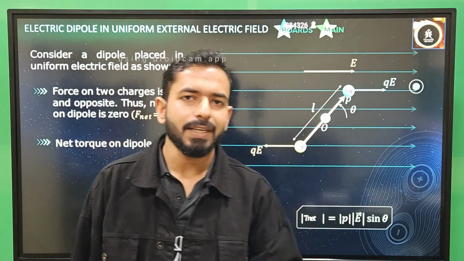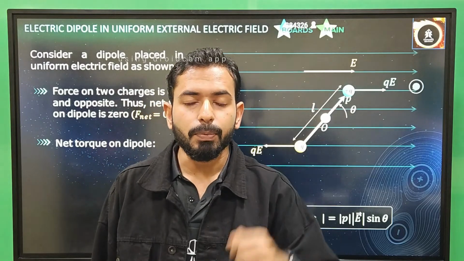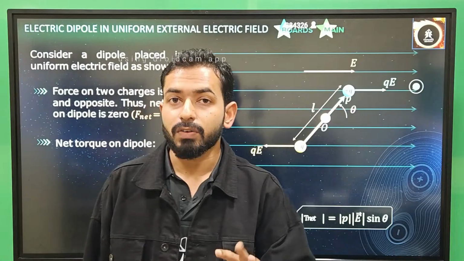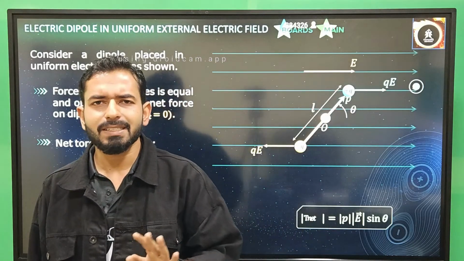If I talk about potential at the axial position, what was the potential? kp divided by r square. At the equatorial position, what was the potential? 0. At the general position (r, theta), what was the potential? kp cos theta divided by r square. So these are the things we have already studied.